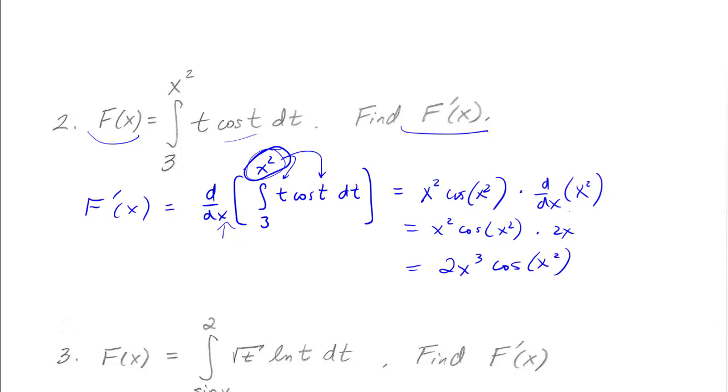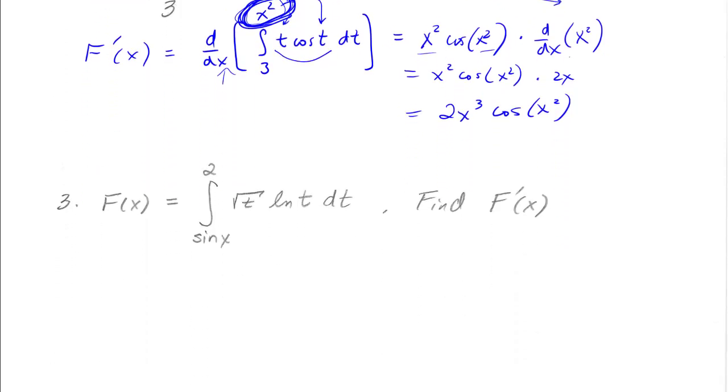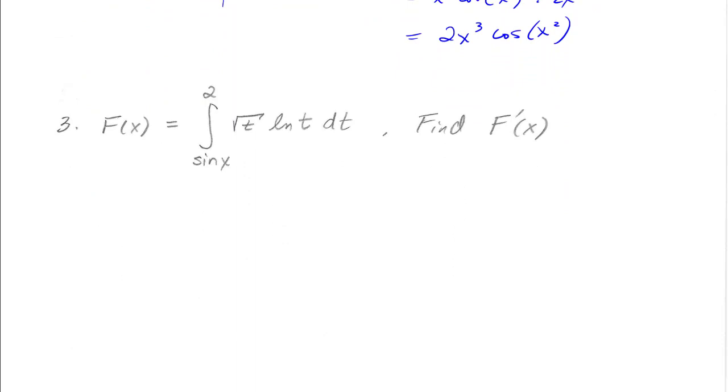Okay, so the difference was that instead of just having x up here, we had x squared. So that meant that it wasn't just a simple substitution, a change of variable from t cosine t. We did the substitution using x squared, but then we also had to take the derivative of what was on top here and multiply that at the end. Chain rule. Okay. Let's take a look at this one here.